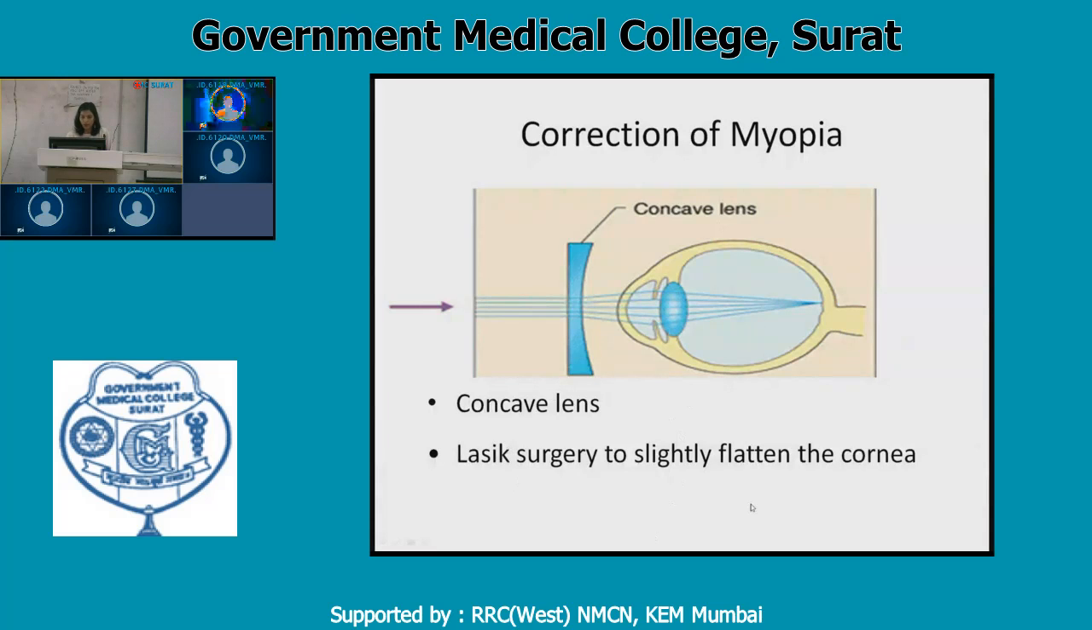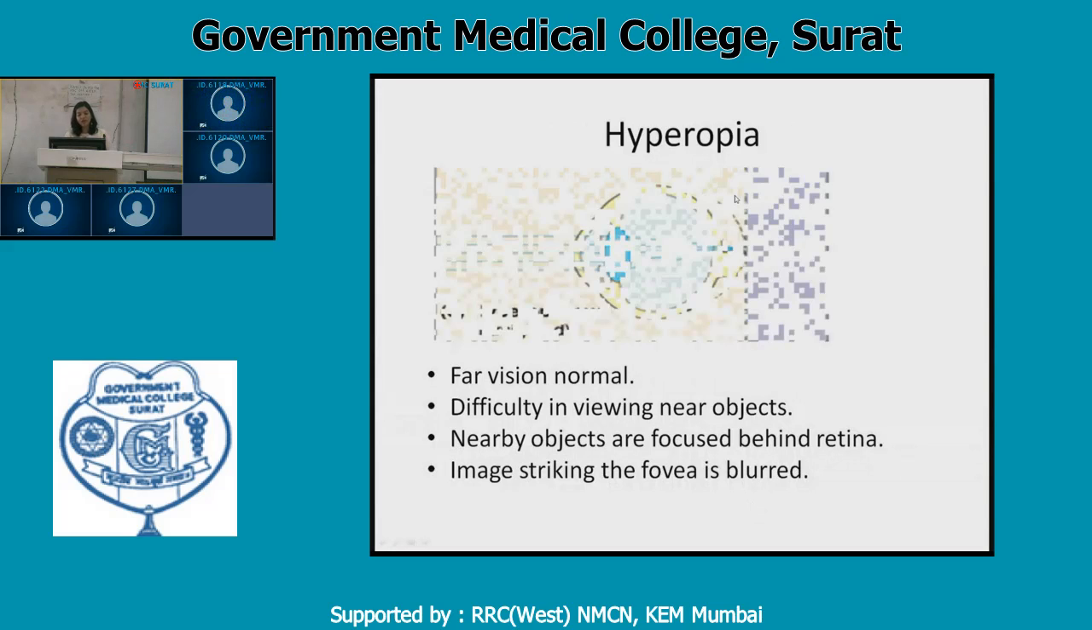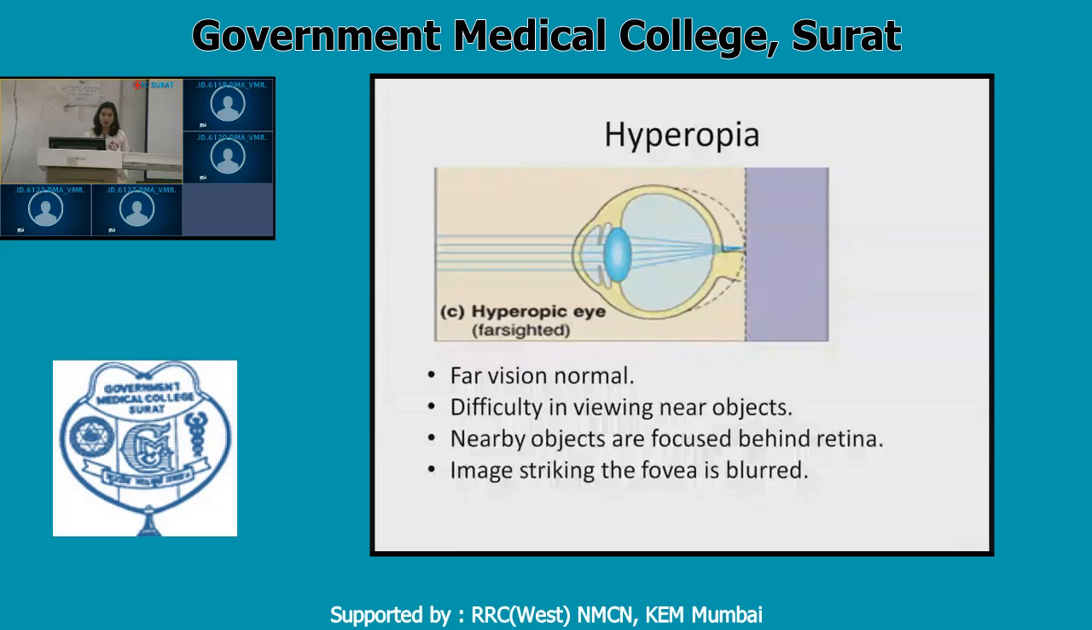Now coming to hyperopia or hypermetropia. This is just the reverse of myopia. What happens is, when the person tries to see a nearby object, the image is formed, as we can see, behind the retina. The light rays are focused behind the retina. So making this diagnosis is difficult because the person can use accommodation to focus the image on the retina. The ciliary muscles can contract to bring this image from behind the retina to the retina.